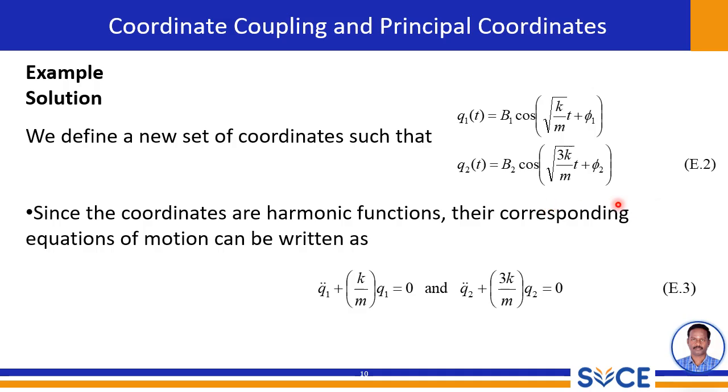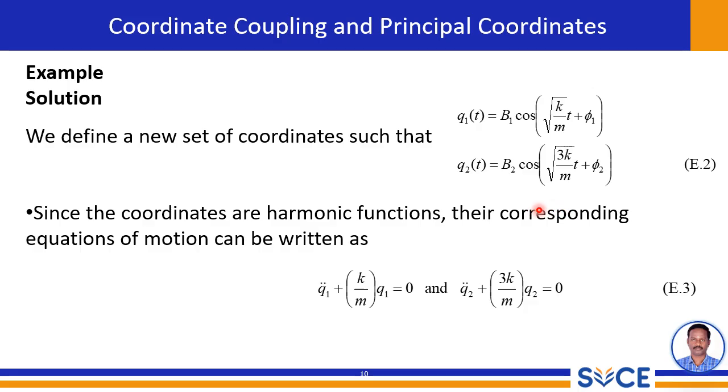Notice that q1 of t and q2 of t are both cosine functions. This tells us that the motions they represent are harmonic. They are able to oscillate back and forth smoothly. Q1 of t has a frequency of root k by m and Q2 of t has a frequency of root 3k by m, that is the square root of it. These are the natural frequencies of our system.